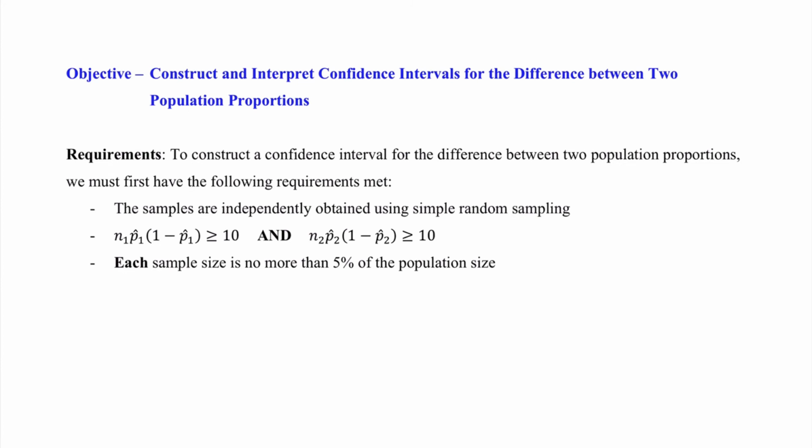That takes us to our next objective then, where we need to construct and interpret confidence intervals for the difference between two population proportions. First, introducing our requirements. Hopefully these seem familiar. We need our samples to be independently obtained using simple random sampling. We also need n p hat times 1 minus p hat to be greater than or equal to 10 for each individual sample, and then each sample size needs to be no more than 5% of the population size.